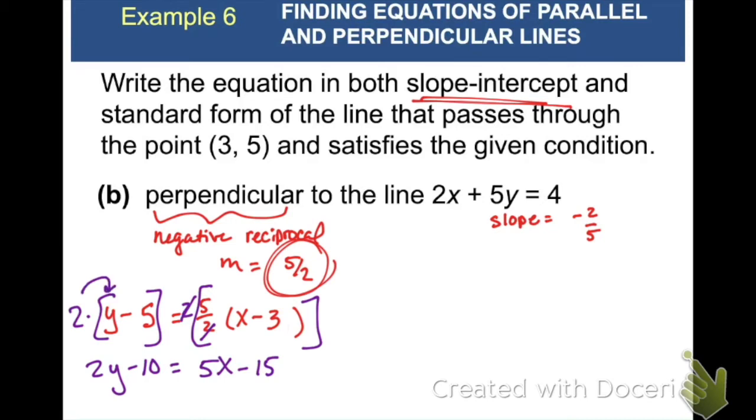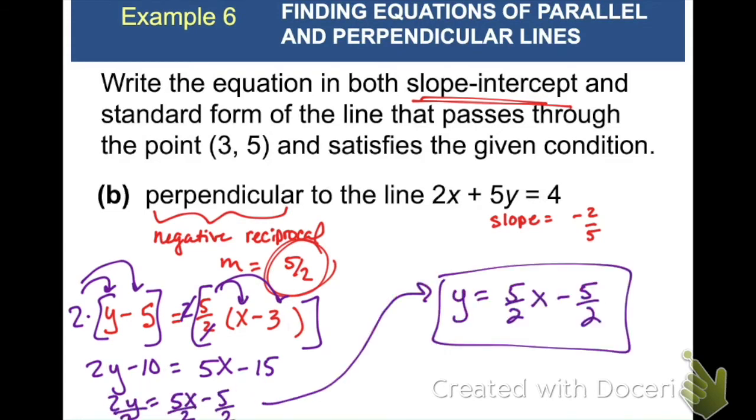So now on the left-hand side, I have to distribute a 2, and on the right-hand side, I have to distribute a 5. Now I'm just solving for y, so now I need to add 10 to both sides, and then divide everything by 2. So here's your slope-intercept form.